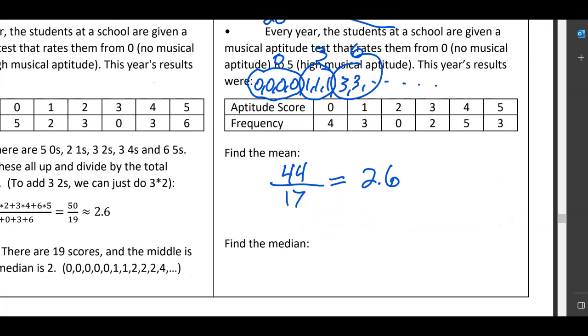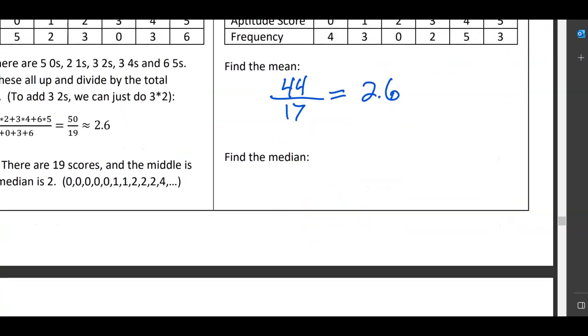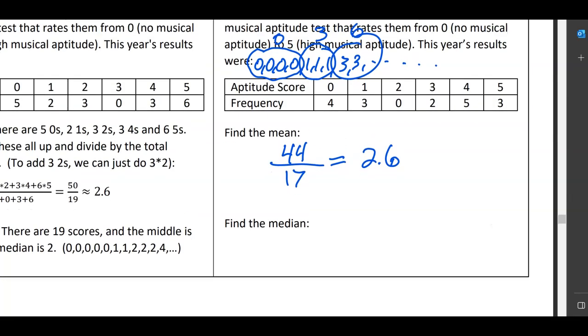The median. I don't know why it's not asking about the mode. Let's do the mode also. Do that now. Which one's the most frequent? That one, 5. Biggest number. There were 5 4s. The most frequent score was a 4. There were 4 zeros. That's close, but it's not the mode.